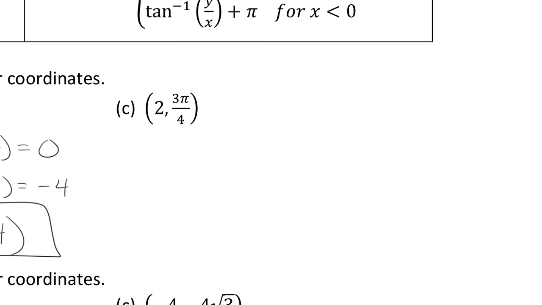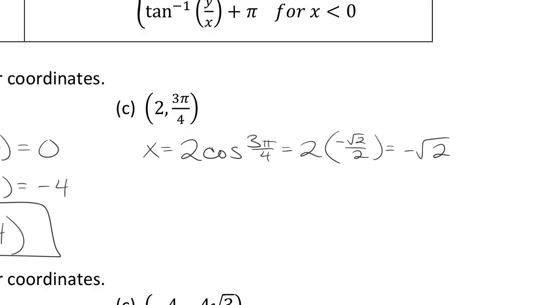If we have a radius of 2 and a theta of 3 pi over 4, we would just fill in that coordinate point. Hello, formula. 2 times the cosine of 3 pi over 4. Well, the cosine of pi over 4 is square root 2 over 2. And in that quadrant, cosine is negative, which means we end up with negative square root 2 because the 2's cancel.